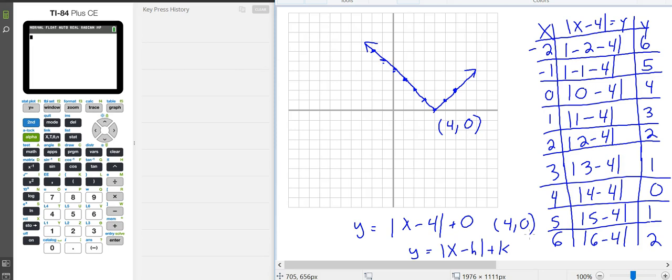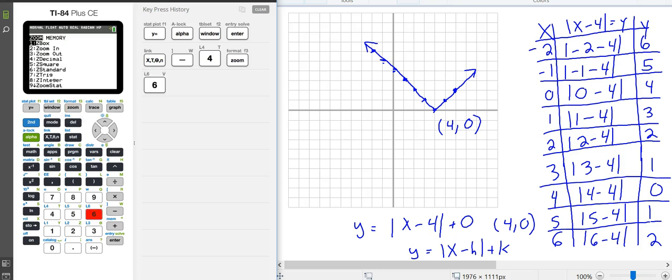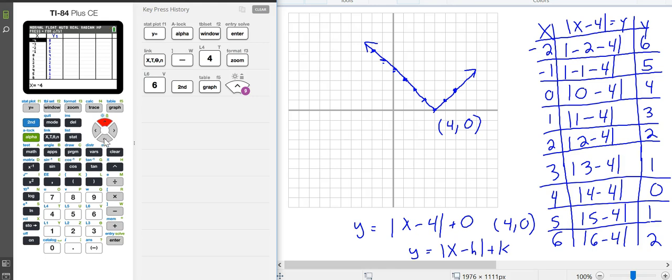Let's say you didn't want to go through the effort of actually plugging in all the points like that. What you could have also done is gone to your calculator and graphed this. The absolute value of x minus 4, and then done zoom 6, and you would see the graph. How does this really help you? If you press the second button and press graph to go into the table, then you could see this table that we just drew. You can scroll up and down to see all of the x values and their corresponding y values.